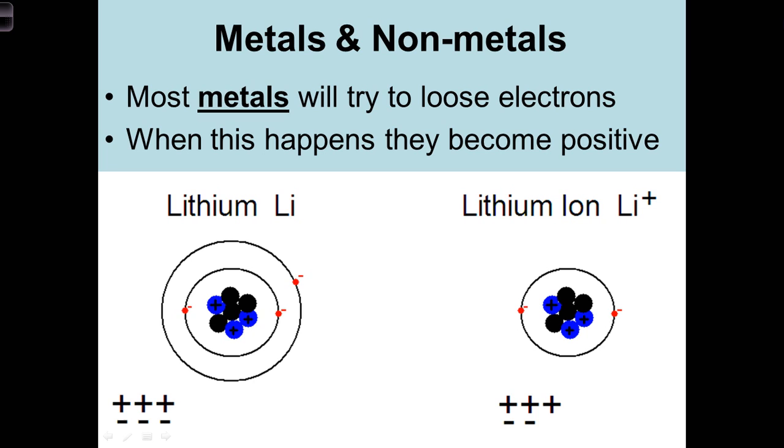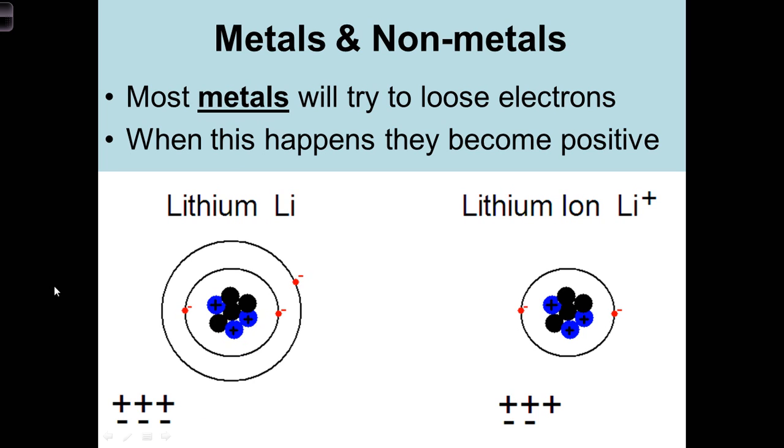Alright, so let's start by comparing what happens in metals and non-metals. So most metals will try to lose electrons. And when this happens, they become positive. So here's lithium, my example. This lithium atom has 3 protons. It has 3 electrons. So at the moment, its overall charge is nothing. It's 0. It's got the same amount of positives and negatives.